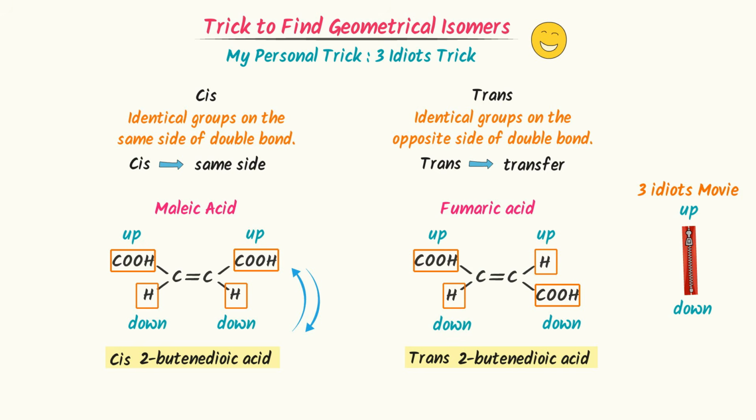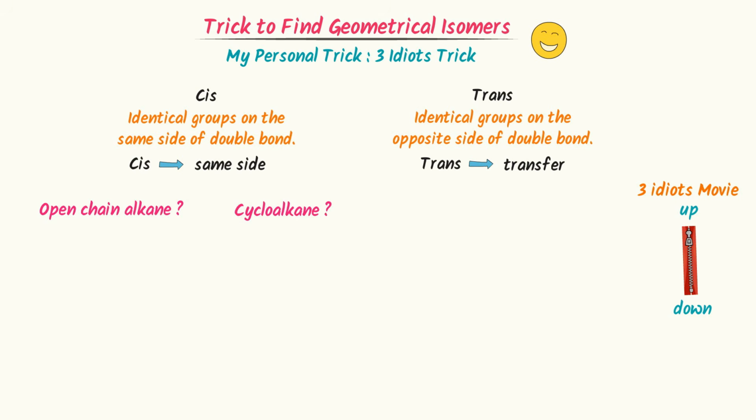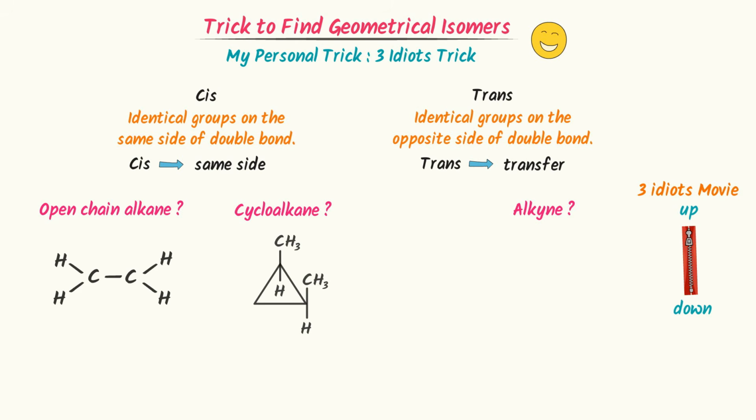Now let me teach you one important question. Is geometrical isomerism possible in open chain alkane, cycloalkane and alkyne? Well, consider open chain alkane, cycloalkane and alkyne. In open chain alkane, geometrical isomerism is not possible because the same atoms like hydrogen are bonded to carbon. Secondly, in a single bond, atoms constantly shift back and forth.